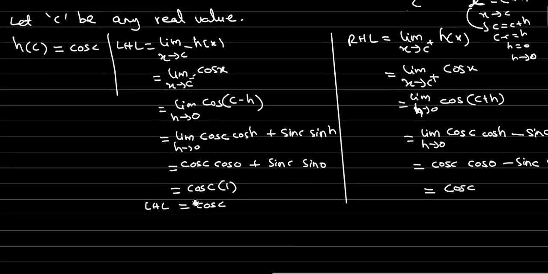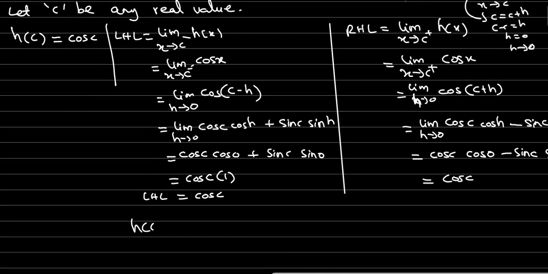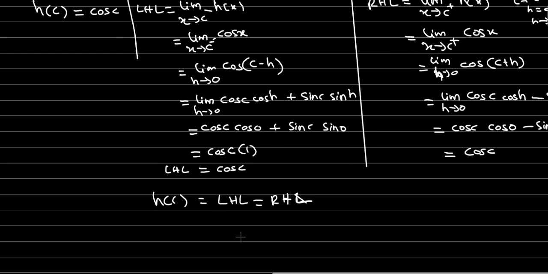Now we can notice that the value h of c, the left hand limit and the right hand limit are the same. From this we can say that h of x equals cos x is continuous for all real values.